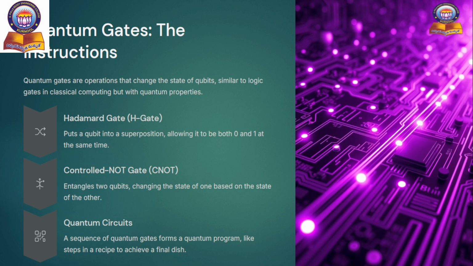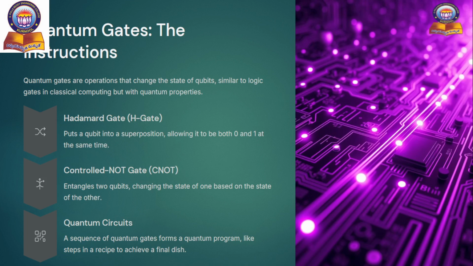And next is about quantum gates. Quantum gates are like instructions. They are the operations that change the state of the qubits. The change can be performed by applying quantum gates. So it is similar to the logic gates in classical computing.